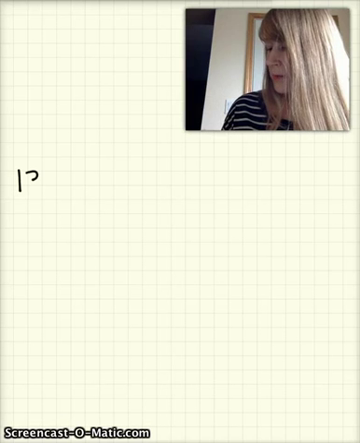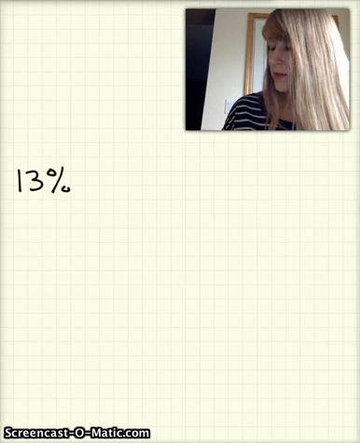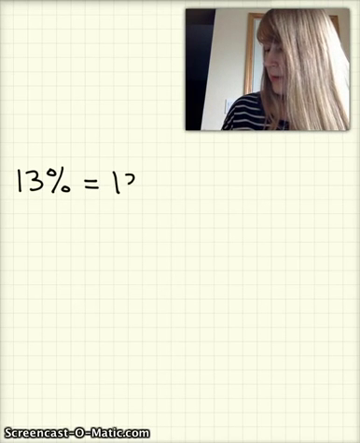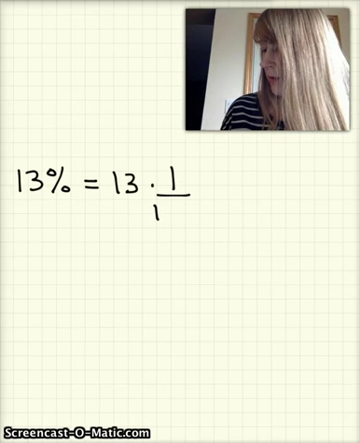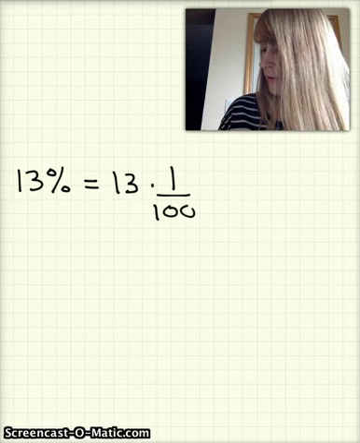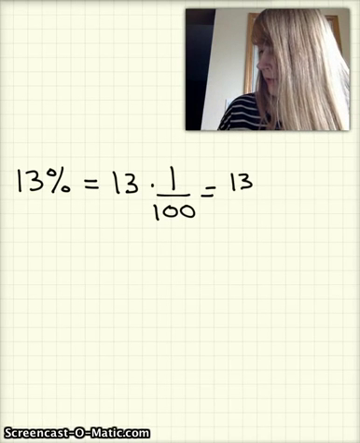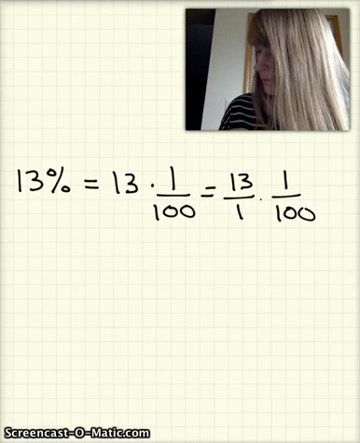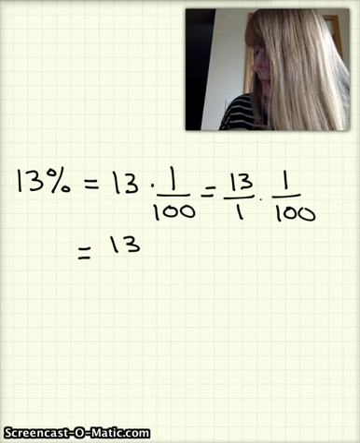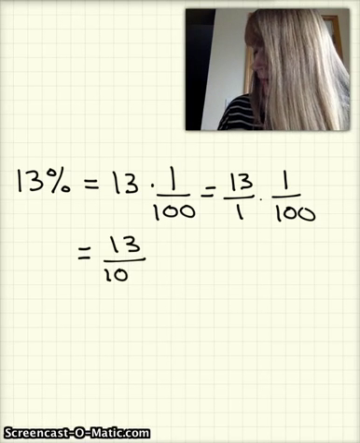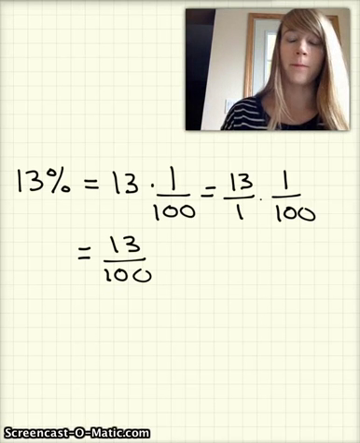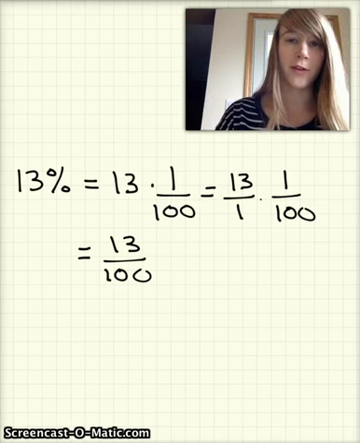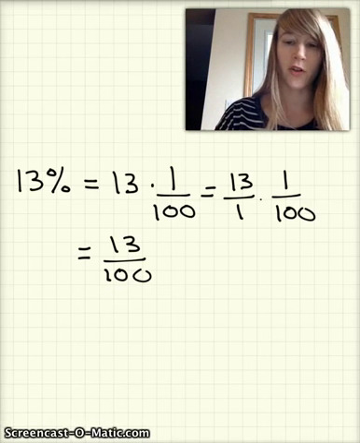Let's say I'm dealing with 13%. This is the same thing as saying 13 multiplied by 1 over 100. Again, I can convert the whole number to a fraction by dividing it by 1. I multiply across, numerator by numerator, denominator by denominator, and I now have the fractional form of my percentage.